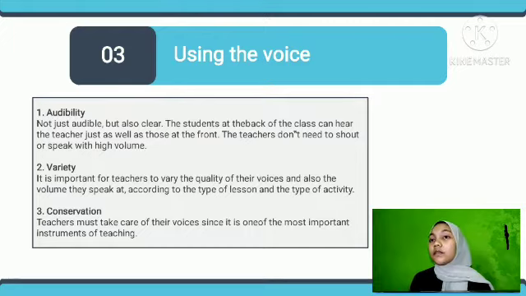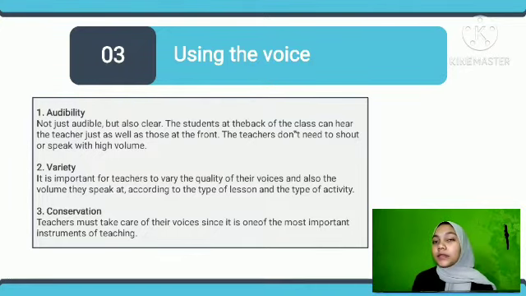The third is using voice. In this slide, there are 3 things about using the voice. For the first one, there is audibility. Audibility is not just audible, but also clear. The students at the back of the class can hear the teacher just as well as those at the front. The teacher doesn't need to shout or speak with high volume.